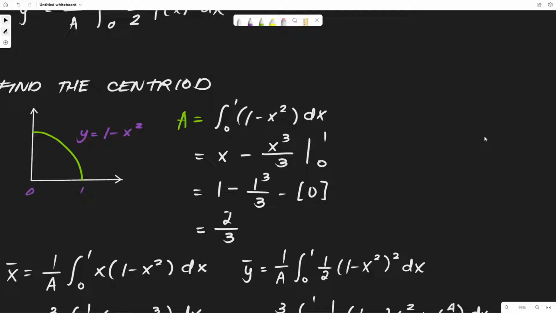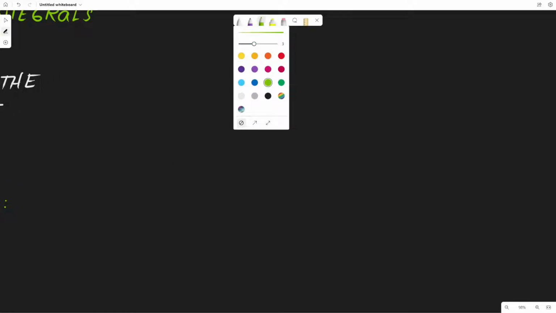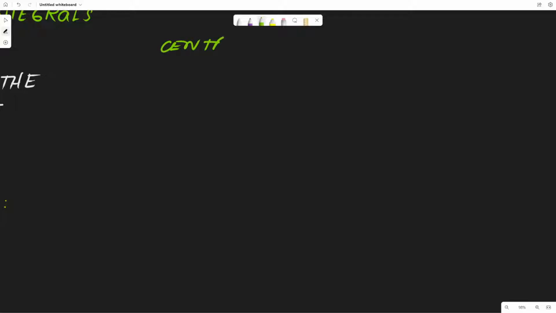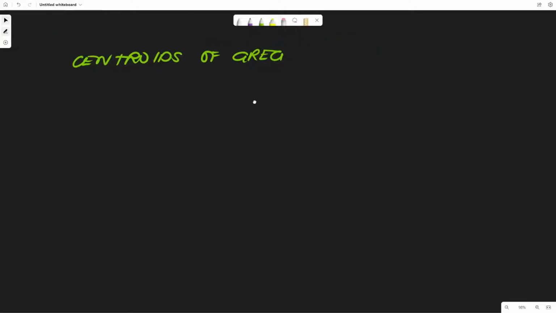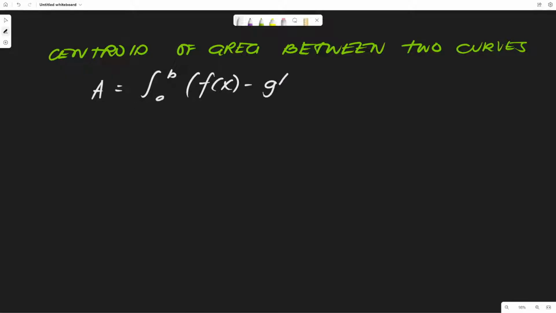What if it is between two curves? We have a formula for the centroid of two curves. I'll give it here. Area between two curves and centroid of area. So again, our area is still the same: the integral from a to b of f of x minus g of x, since we are dealing with the x-axis, right minus left, dx.